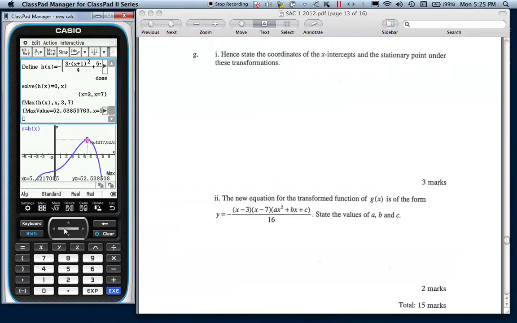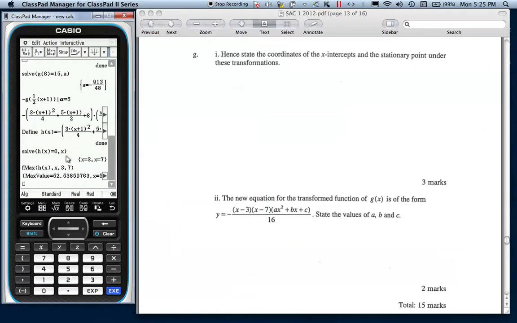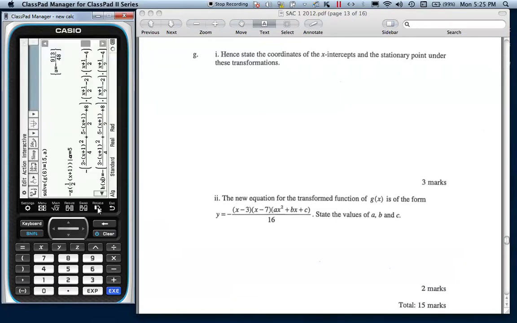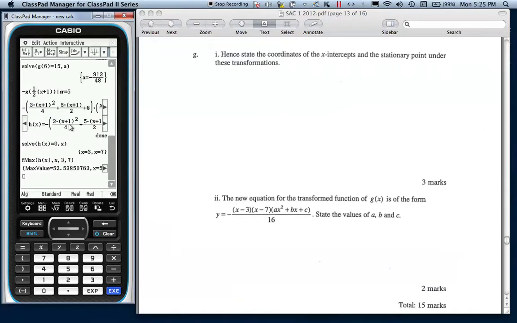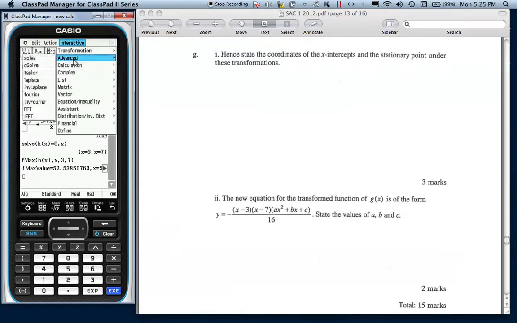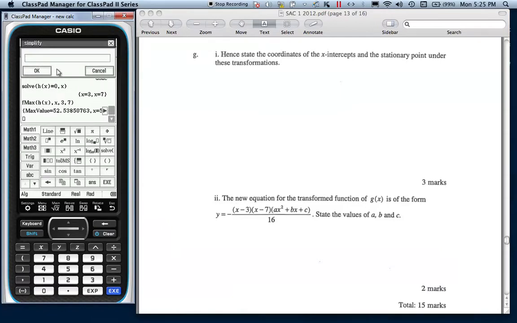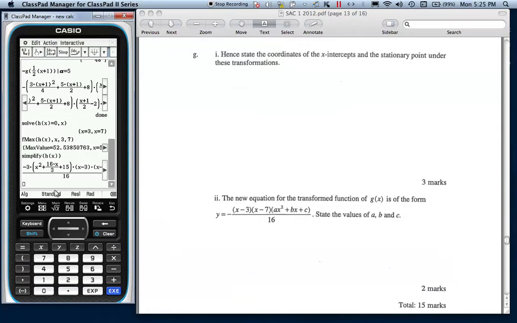We can see, just resize that, we can see from this function here that it's a bit difficult to see the whole thing. We can see from here that that looks nothing like that. It doesn't look like it's in that form at all. But perhaps if we use the simplify function, and we want to simplify h of x, we might get something closer to the result. And there we have it.